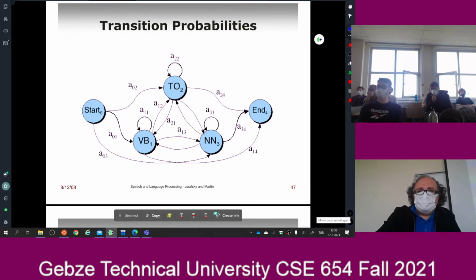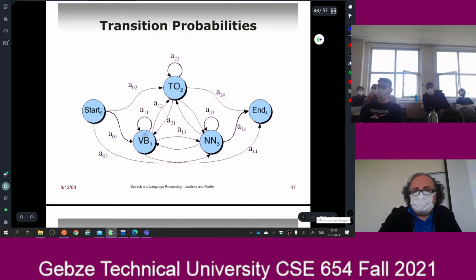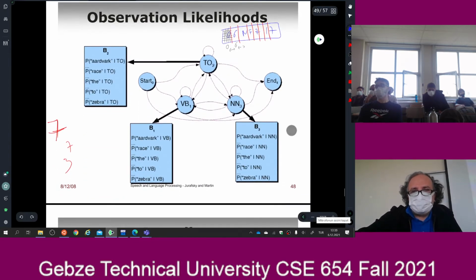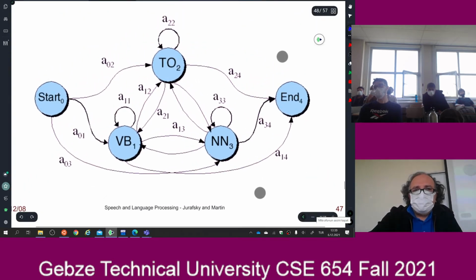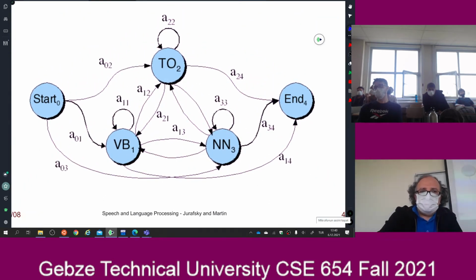So these are my transition probabilities between the states. But in real life, nobody will give you the states. I mean, these should be hidden, so I have my observation stuff, and that's where the observation stuff comes from. Okay, so these will give me the transition probabilities: A02, A01, and A03. I don't have A04, right?